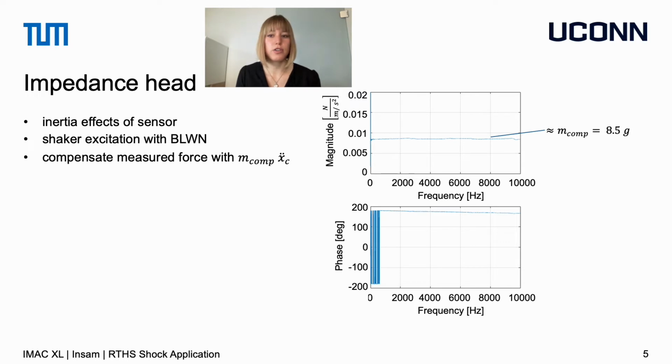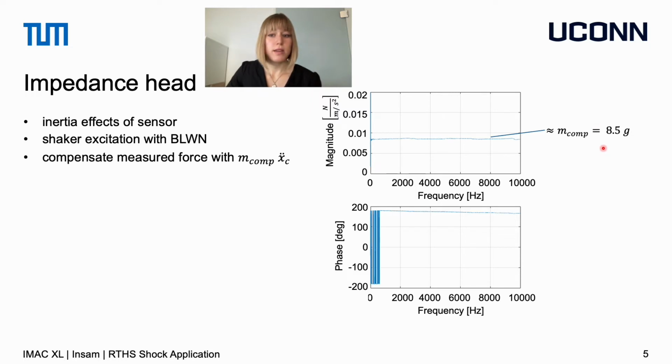When we plot the measured transfer function, we can see a constant magnitude and an almost constant phase of 180 degrees. This supports our hypothesis that the oscillations are based on the inertial forces of parts of the impedance sensor. From the magnitude of the transfer function, we could see that the mass is approximately 8.5 grams.